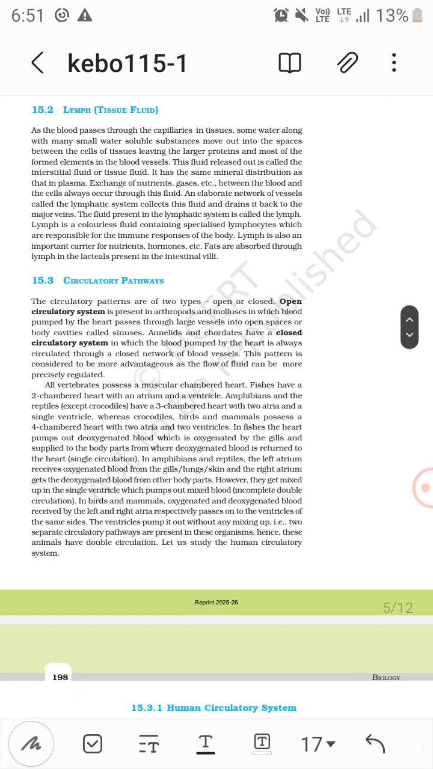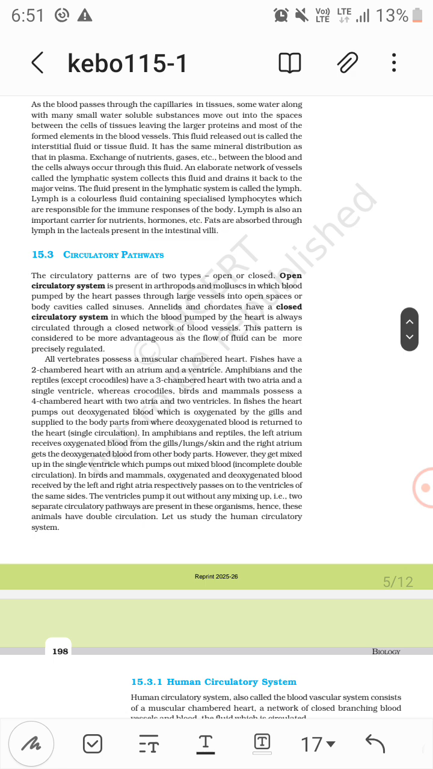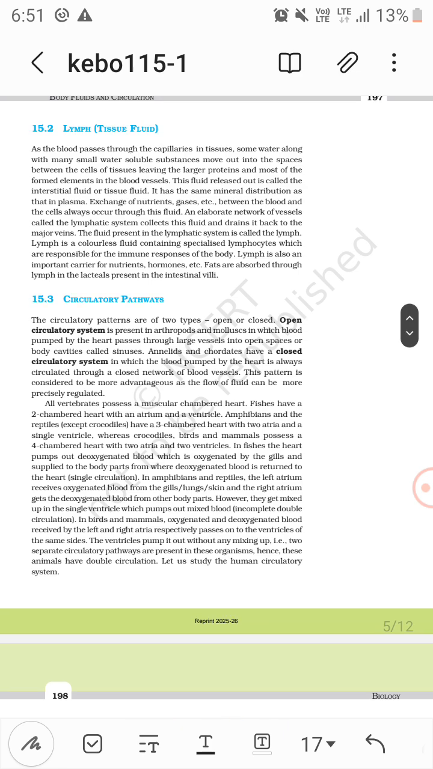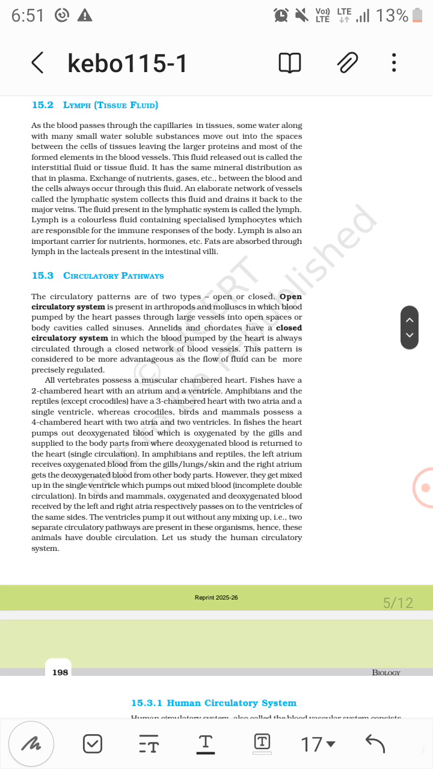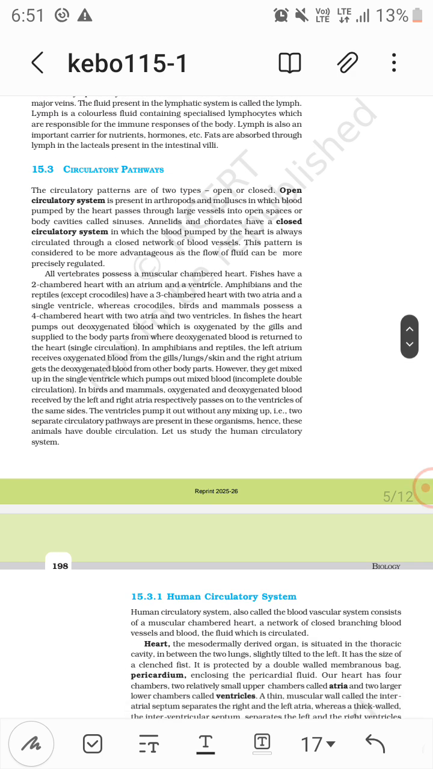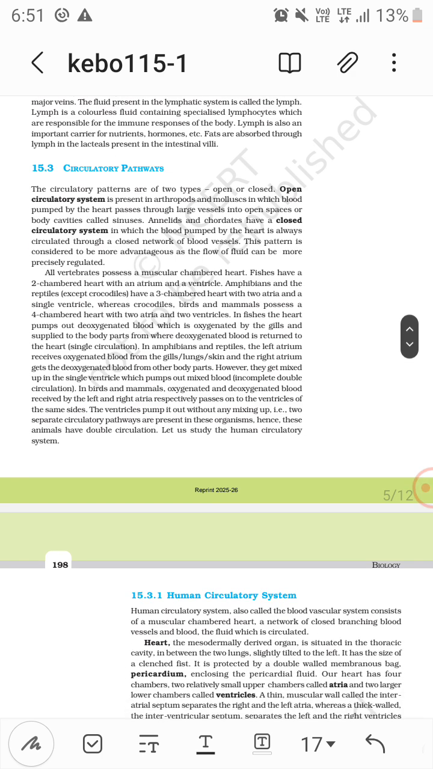Okay, so they do not have formed elements like RBCs. They do have WBCs, but no RBCs. And the protein content is almost nil. So that's it. Now fats are absorbed through the lymph in the lacteals present in the intestinal wall. Now circulatory pathway, it is open and closed.